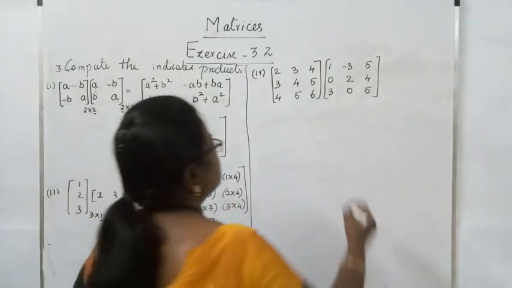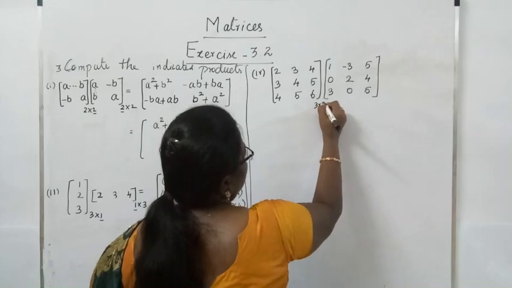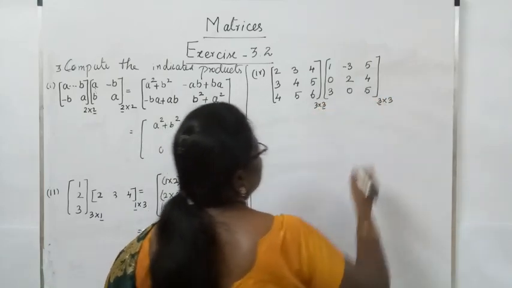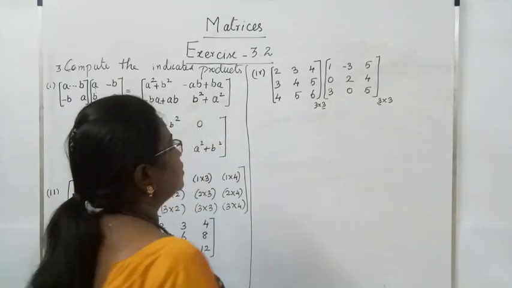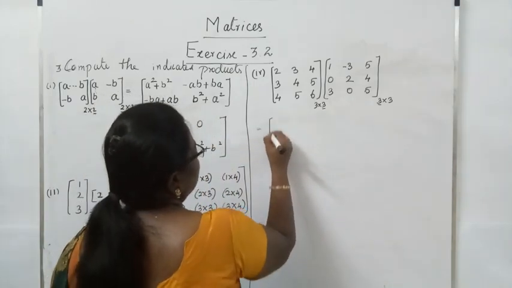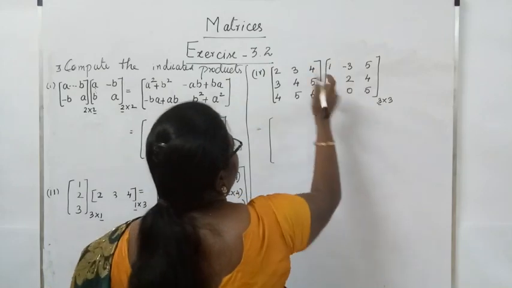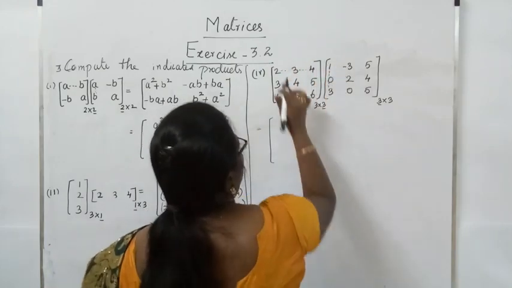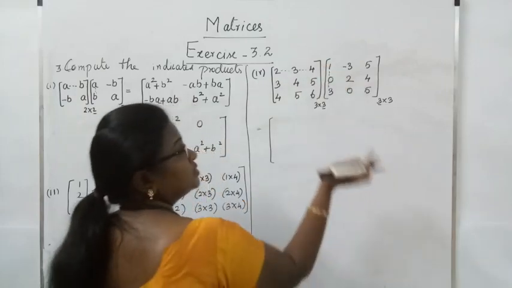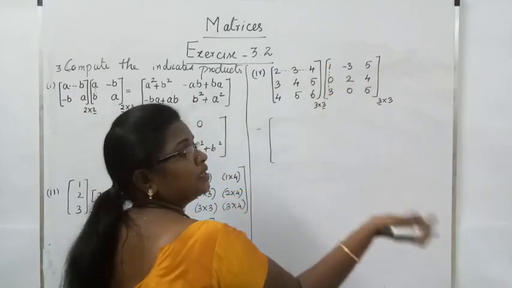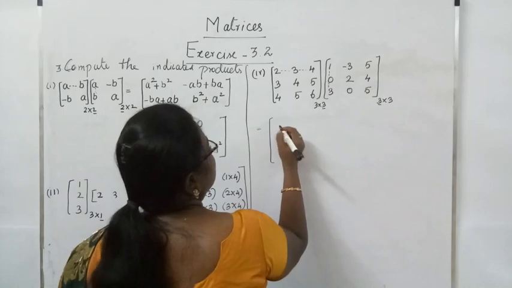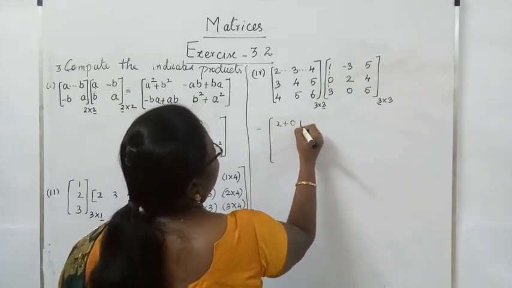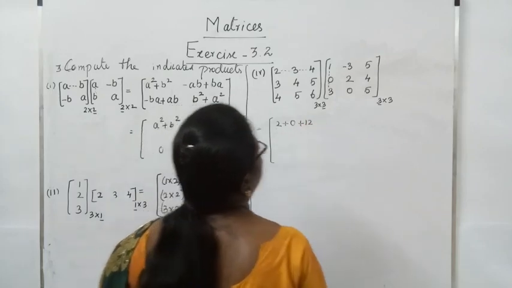Now this is a 3 cross 3 matrix. Here there is no need to think about anything. Here also 3, there also 3. We can start multiplying here now. First row with first column: 2 into 1 plus 3 into 0 plus 4 into 3. 2 into 1, 2, plus 3 into 0, 0, 4 into 3, 12. I have written it up here.